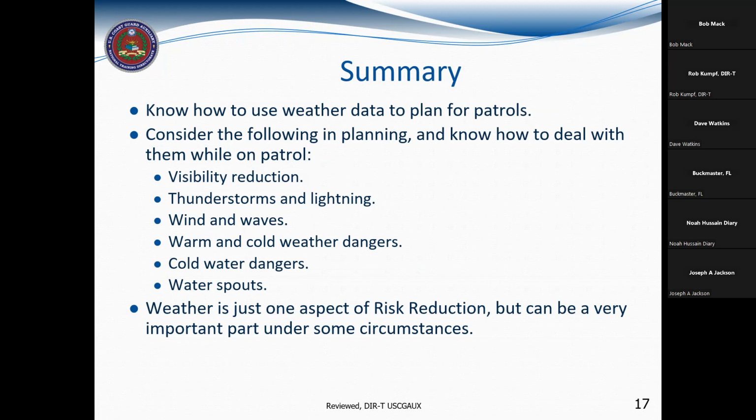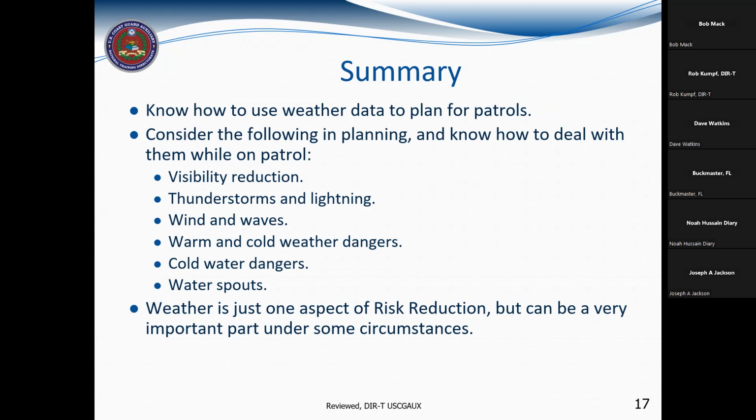Be aware of water spouts. Again, don't drive towards them. Don't go towards the light like Carol Anne. Go perpendicular to the water spouts. Weather is just one aspect of risk reduction, but it can be a very important part under some circumstances.